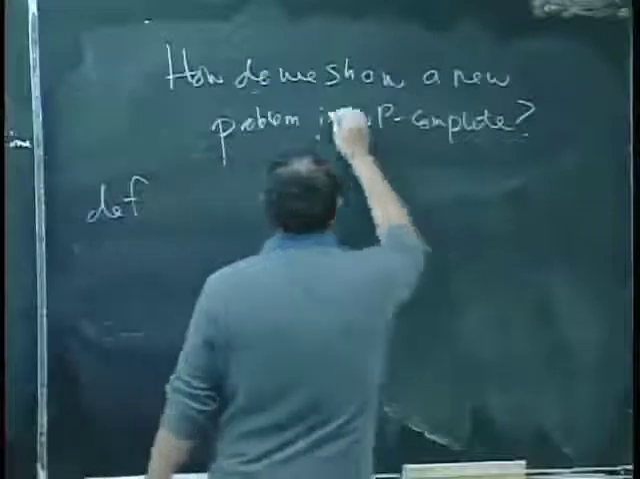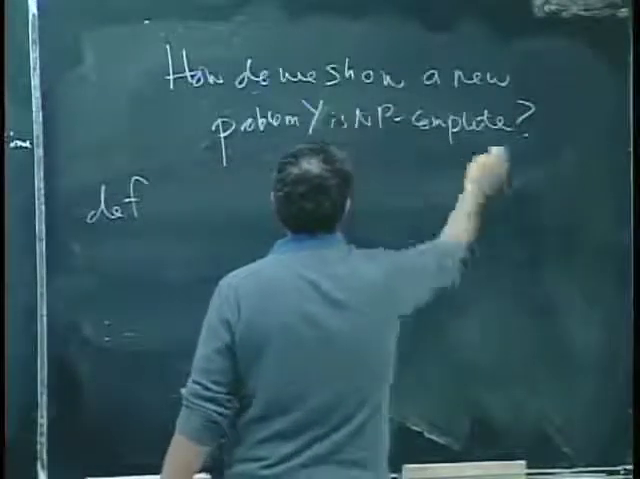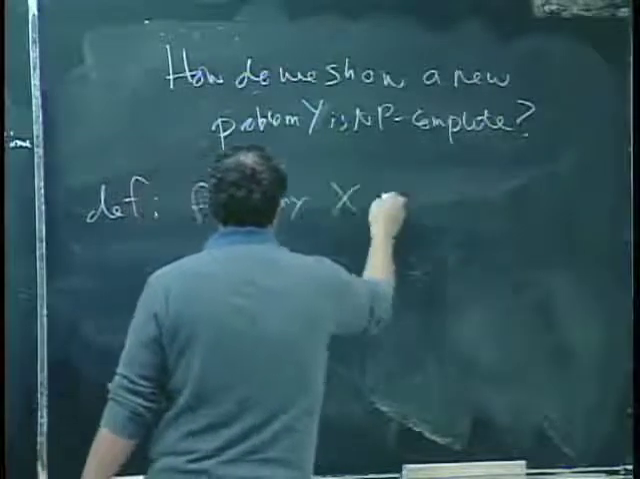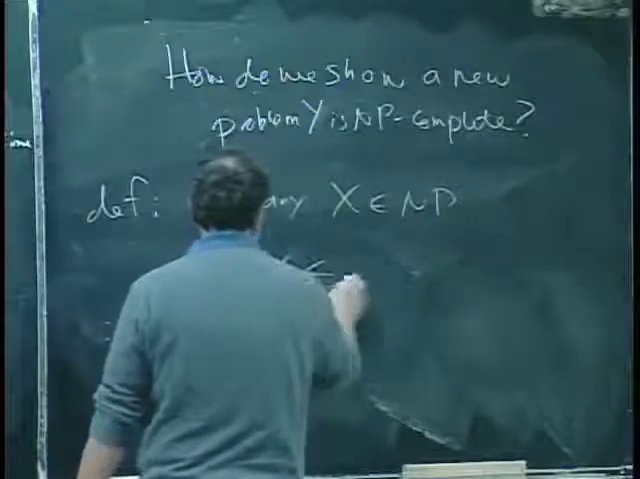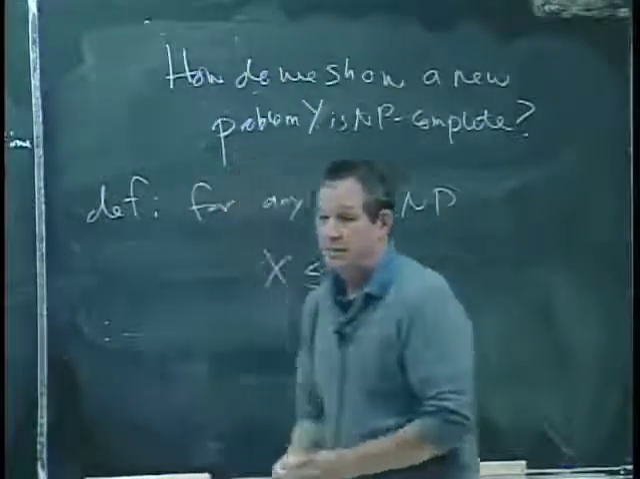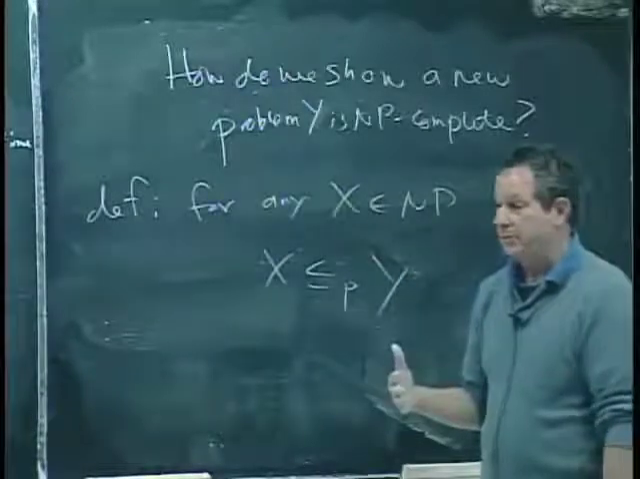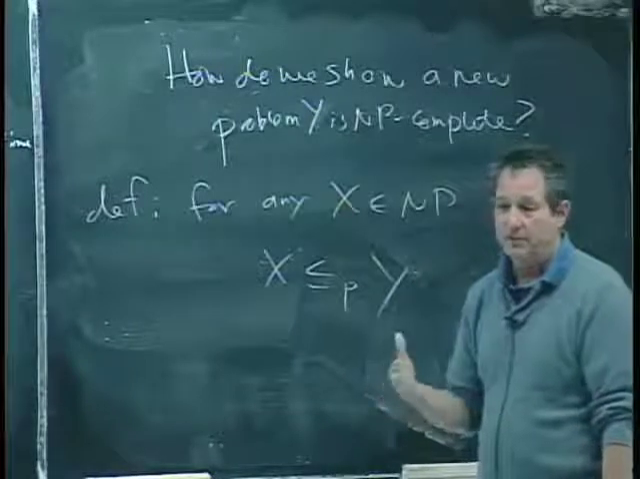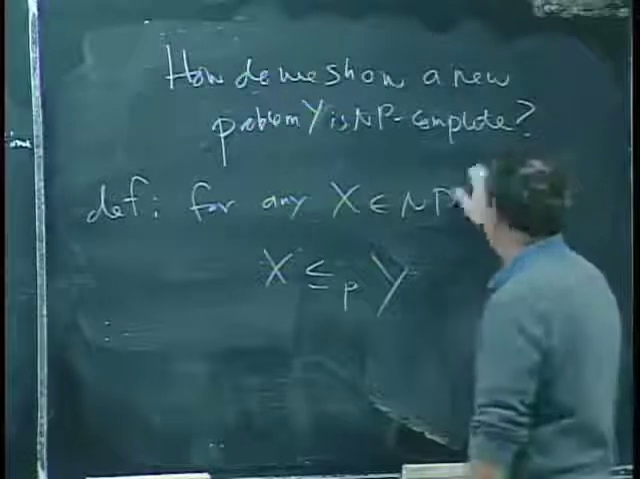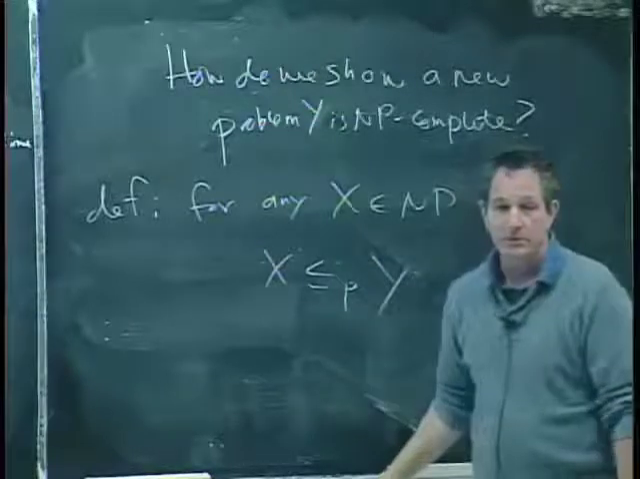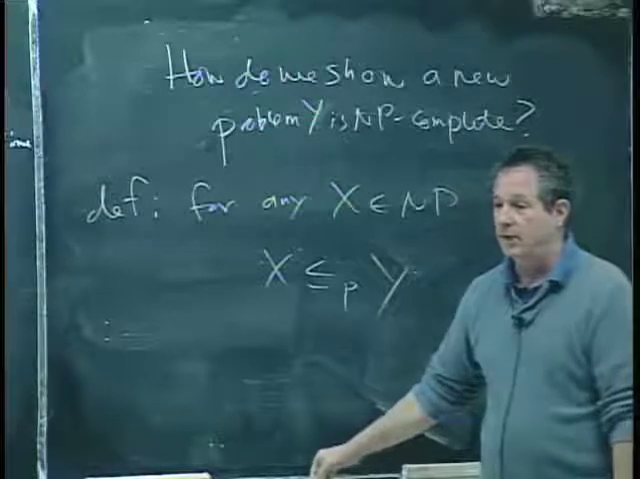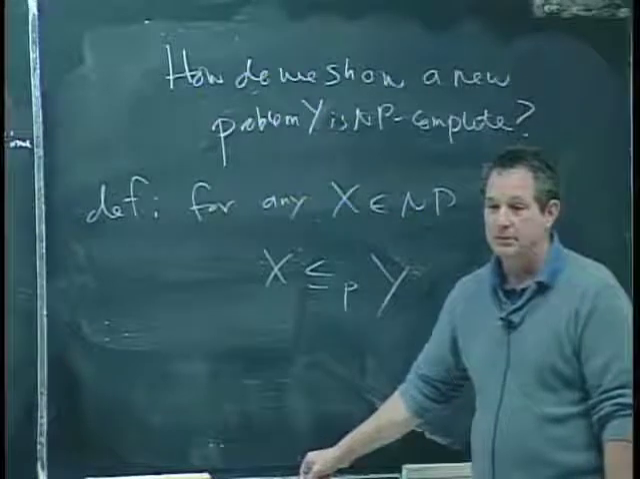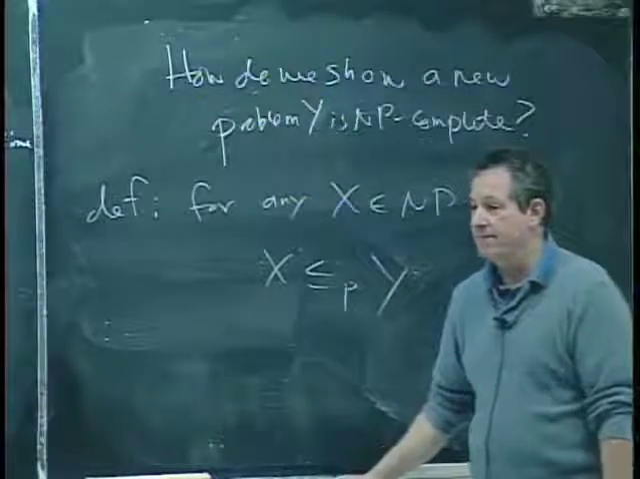But the second part is, by the definition, how do you show a new problem, call it Y, is NP-complete? Definition, the second thing is for any x in NP, x reduces in polynomial time to Y. But you know some NP-complete problems. So let's say you know, for example, that the SAT problem is NP-complete. And now you want to prove problem Y is NP-complete. So how can you prove that Y is NP-complete knowing that SAT is NP-complete? You want to try to reduce SAT to Y.